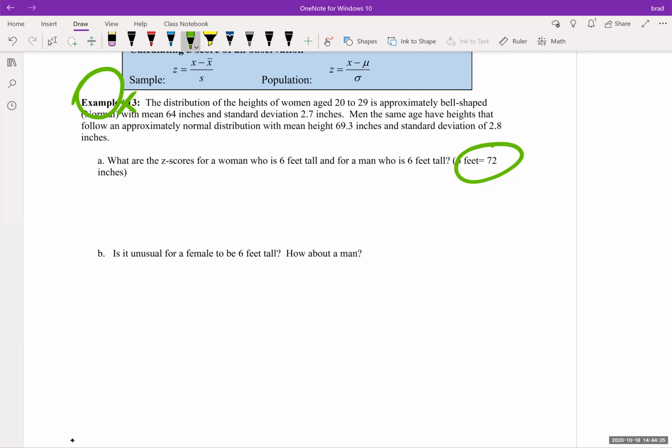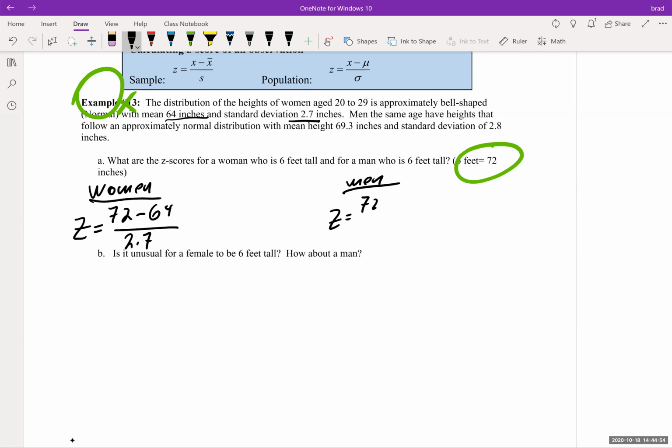So what we're going to do is find the woman's z-score. So z equals, now a woman's z-score that is 6 feet tall would be 72 minus the mean. What is the mean for women? Women have 64 inches, so 64, divided by a standard deviation of 2.7. And now let's do it for men. Men have 72 inches, so a 6 foot tall man, minus what's the mean height for men? 69.3 right here, divided by the standard deviation, which is 2.8.